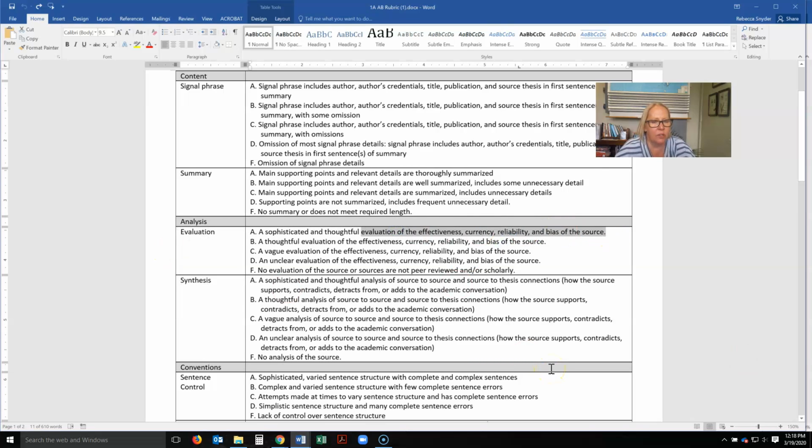So the first one is evaluation of the effectiveness, currency, reliability, and bias of the source. We talked about that. I gave you a more extensive list on my how-to video, but make sure that evaluation of whether it is a good source is in there. Then the second part, and this is the one people skip a lot, is a sophisticated and thoughtful analysis of source-to-source and source-to-thesis connections. How the source supports, contradicts, detracts from, or adds to the academic conversation.